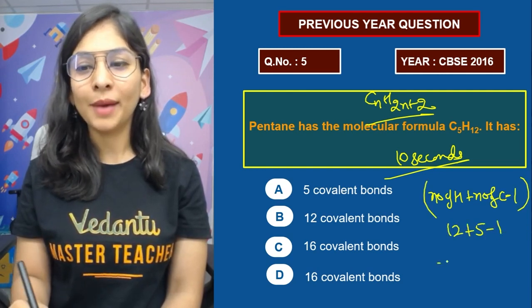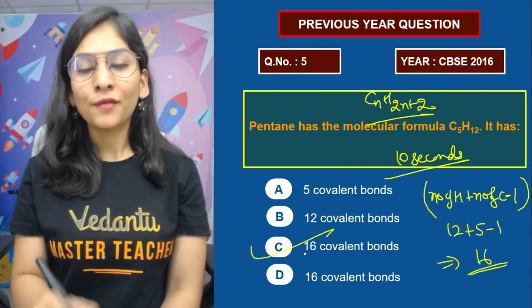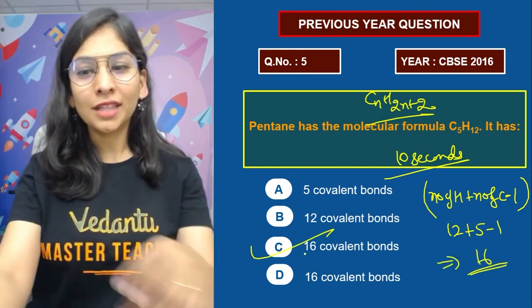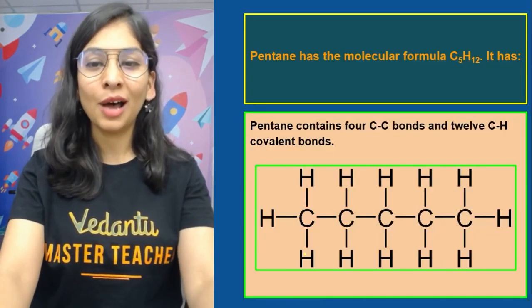12 plus 5 minus 1. 16. Without even thinking, just mark this answer because this is the correct one. I'll show you with the formula, like the open structure, also how 16.